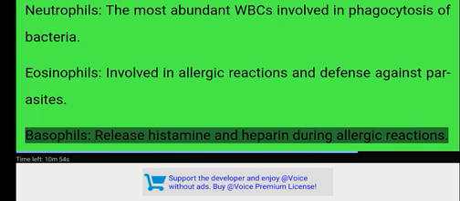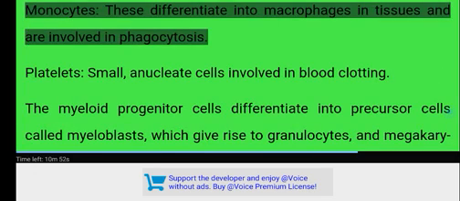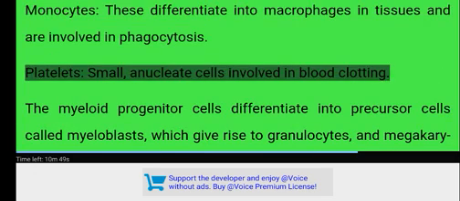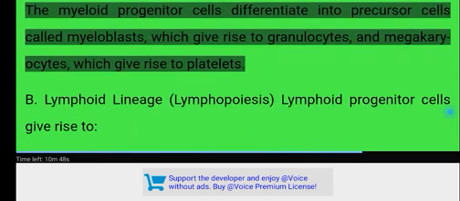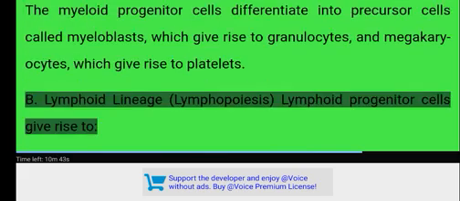Basophils, release histamine and heparin during allergic reactions. Monocytes, these differentiate into macrophages in tissues and are involved in phagocytosis. Platelets, small anucleate cells involved in blood clotting. The myeloid progenitor cells differentiate into precursor cells called myeloblasts, which give rise to granulocytes, and megakaryocytes, which give rise to platelets.